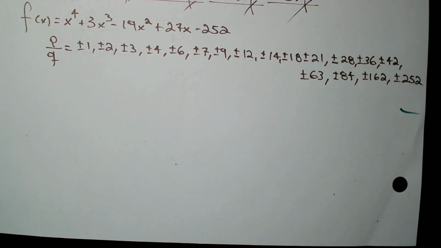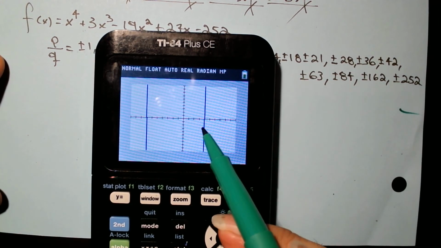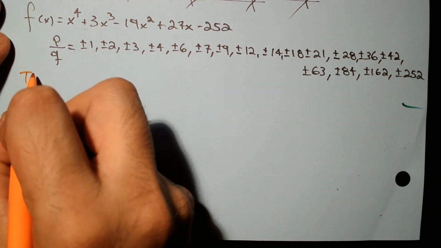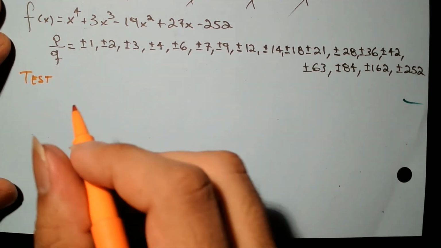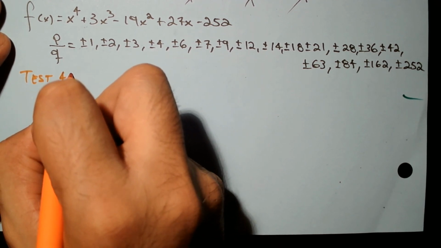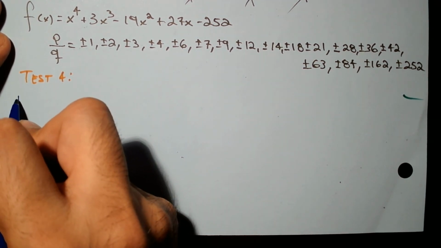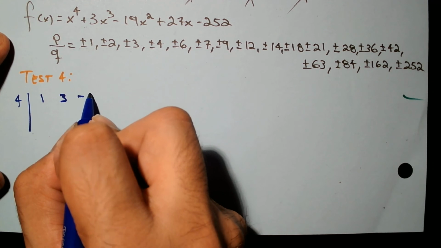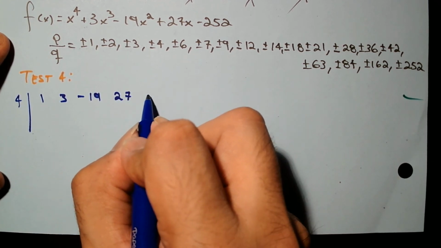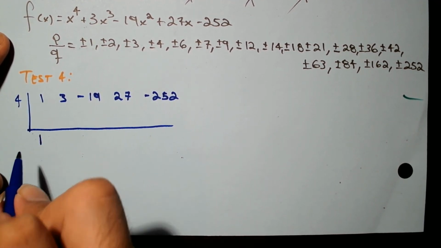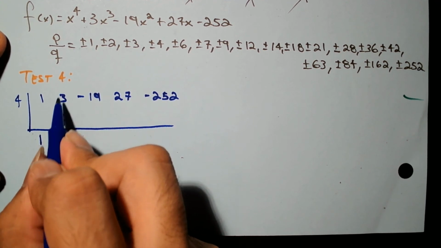So in this case, let's see. We know for sure, okay, from the calculator, I got that 4 is a zero. So I'm going to test 4, and then I'm going to write the coefficients: 1, 3, -19, 27, -252. So I'm going to drop the first number, multiply, and add. 4 plus 3.